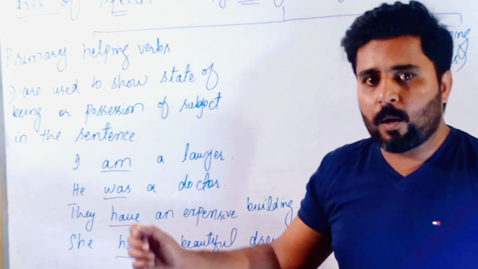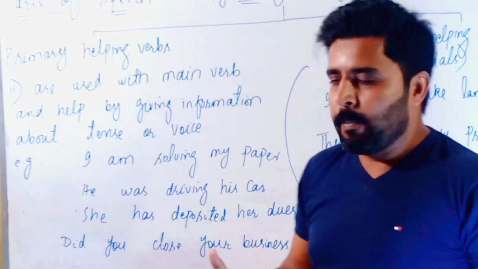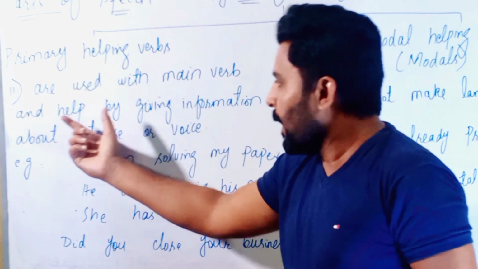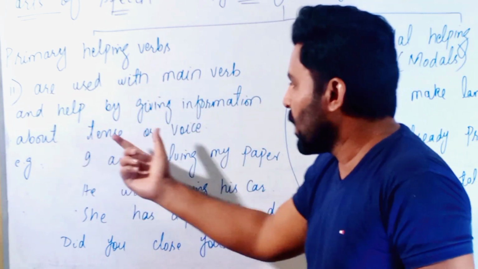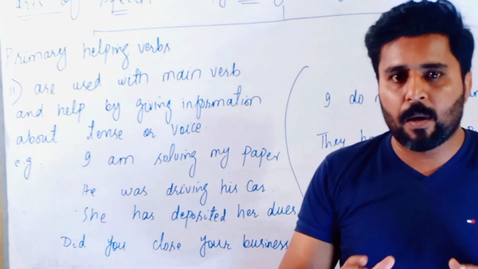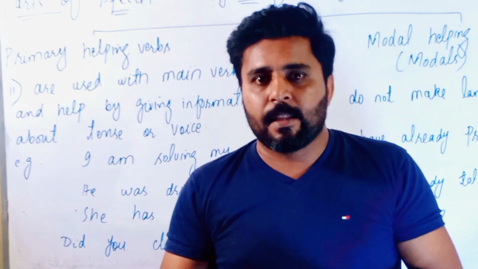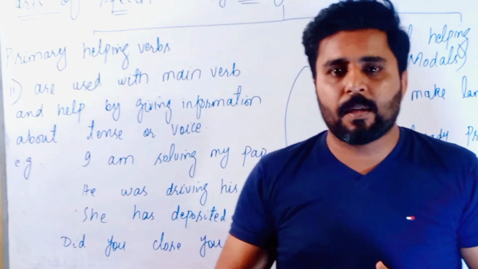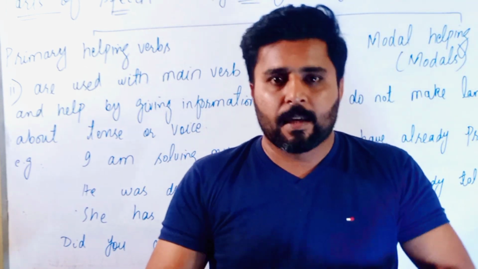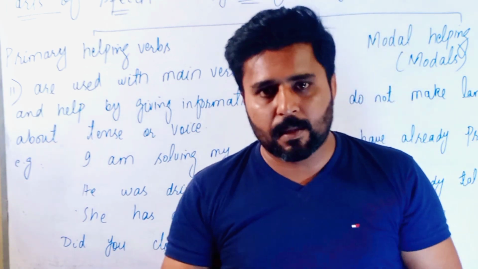So now we discuss about the second function of primary helping verbs. So the second function of primary helping verbs is they are used with main verb and help by giving information about tense or voice. So when we talk about different tenses, present tense, past tense or future tense in which some action is being played, so in that case helping verb help us that in which tense we are talking or in which type of tense we are talking, कि हम किस मेन टेंस में बात कर रहे हैं और उस मेन टेंस की कौन सी कैटेगरी के अंदर बात कर रहे हैं.